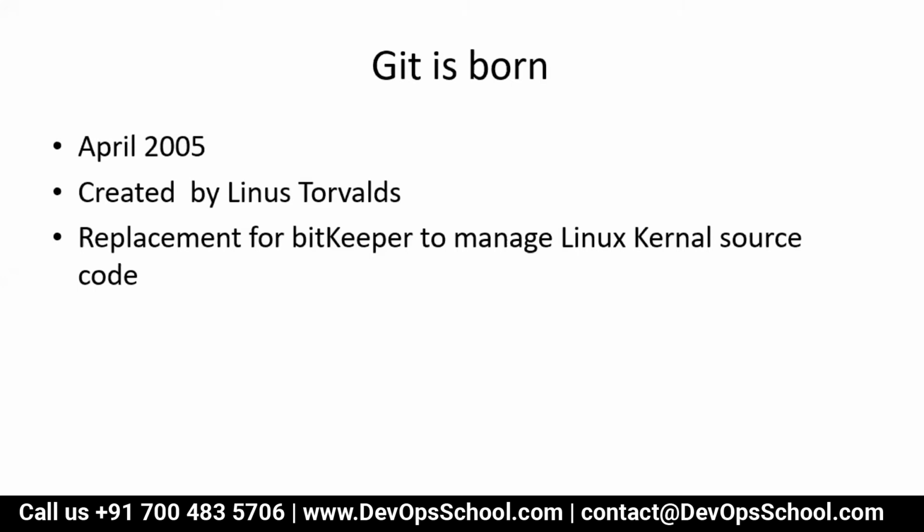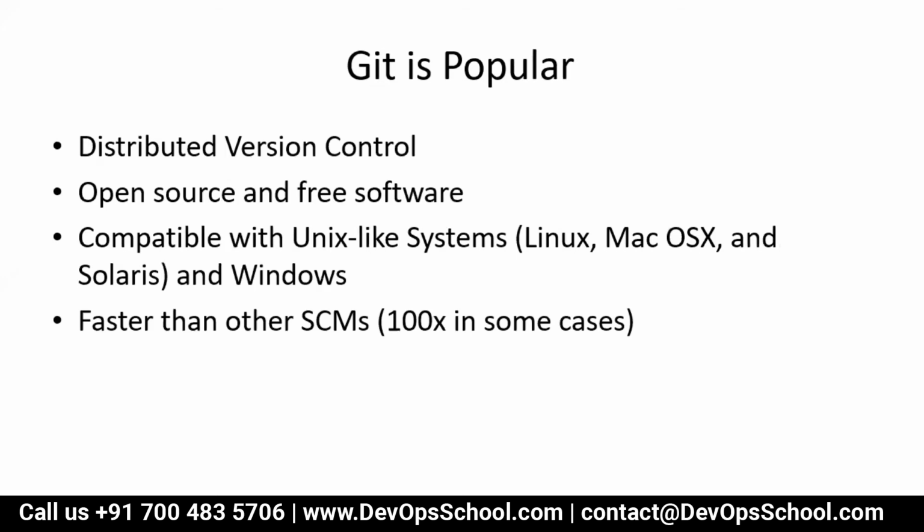Linus Torvalds wrote Git to replace BitKeeper to manage the Linux kernel source code. That means at that time, in 2005 and earlier, they were storing the Linux source code in BitKeeper, and there was some disagreement over the license. So Linus Torvalds decided to write his own code. And the Git which we are learning right now is the same Git, which was written in 2005.